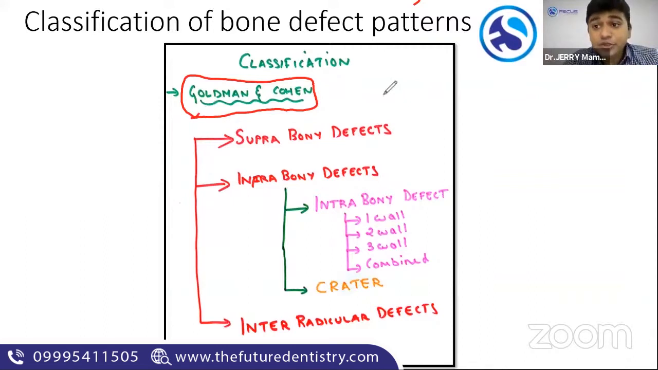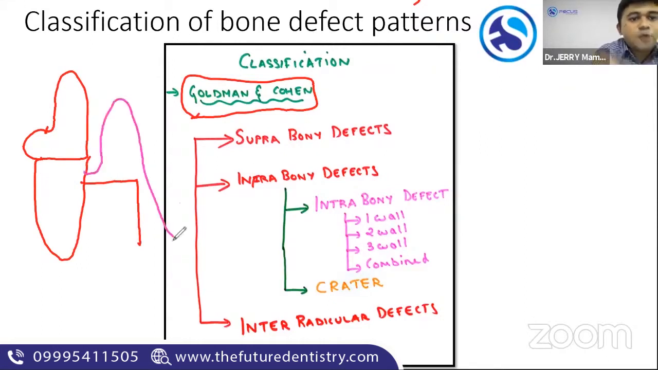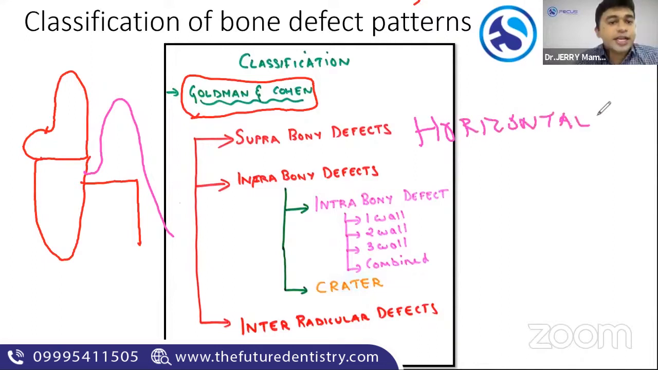Okay, now coming to the defects. The first one we have is a suprabony defect. So what do you mean by this? Let me draw and show you. This is the bone. And let me draw the periodontal tissue. This is your pocket that has formed here. Okay, this is known as suprabony defect. What is the other name for suprabony defect? It is also known as horizontal bone defect.